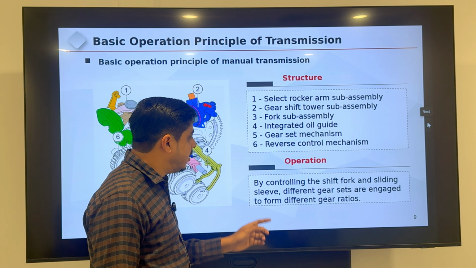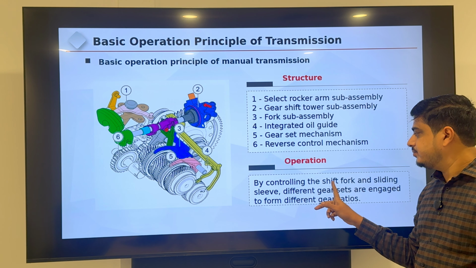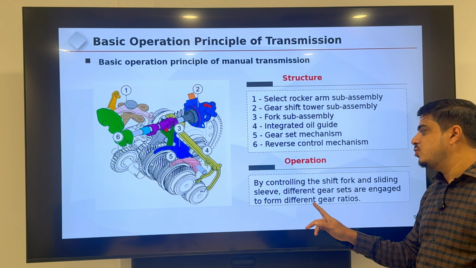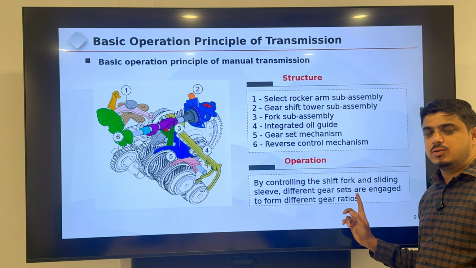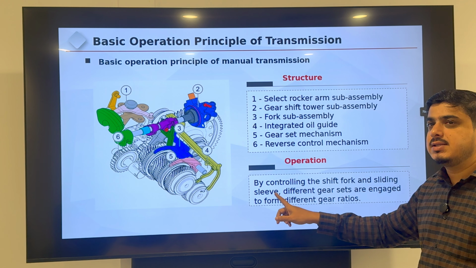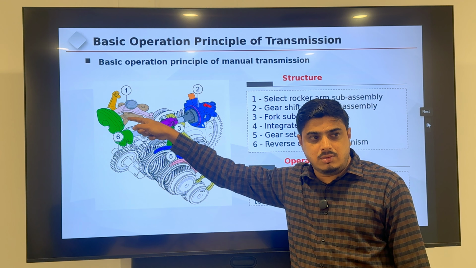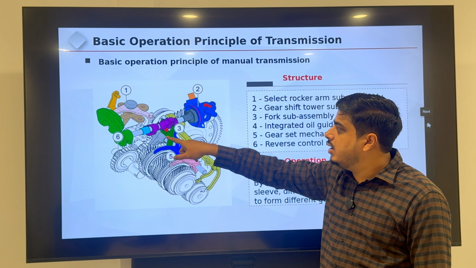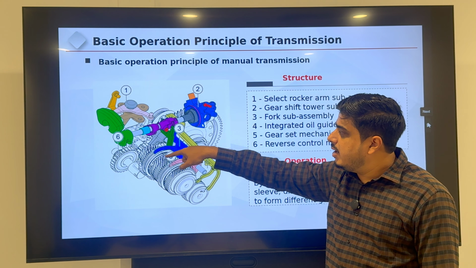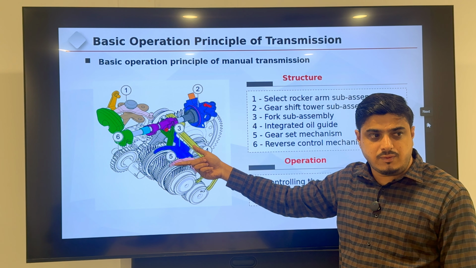The operation, how the manual transmission works: by controlling the shift fork and sliding sleeve, different gear sets are engaged to form a different gear ratio. How does it work? By controlling the shift fork and sliding sleeves. Controlled by what? The hub, the main shift tower. Okay, controlling from here to the fork. The fork will shift the gear, whichever gear you want to shift to.